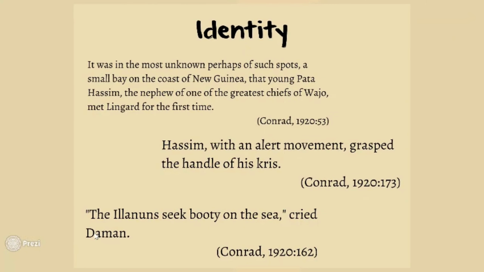And the last is about identity, which is the identification of an individual or a group which is embedded in them. In this part, I will mention and explain some of the identities of the natives that Conrad used in his novel, The Rescue. The first quote on page 53 shows that Conrad mentioned the Wajo tribe.